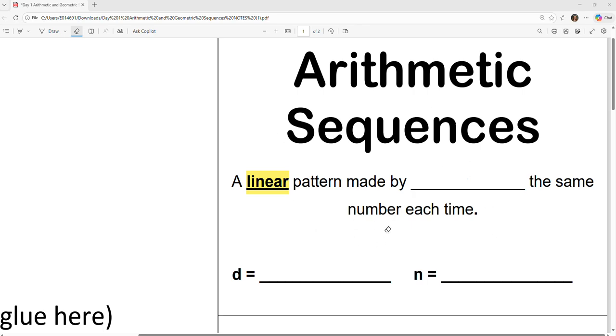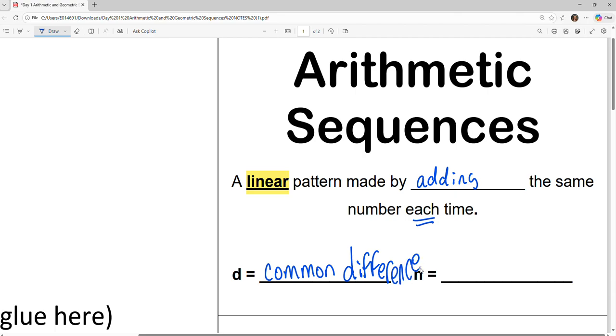All right, so we're going to be talking about sequences, and we're starting out specifically talking about arithmetic sequences. Arithmetic sequences are a linear pattern that is made by adding the same number each time. Now, in order to find that same number, we're going to do what's called finding the common difference. So our D is our common difference, okay? And the N represents the term number, okay? I'm going to pause, let you write, copy.